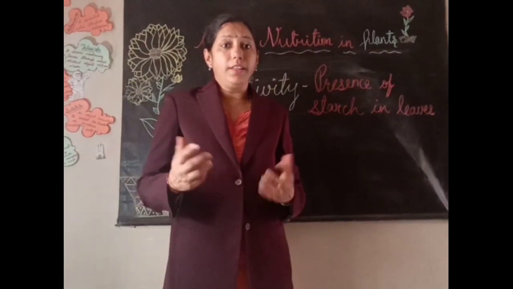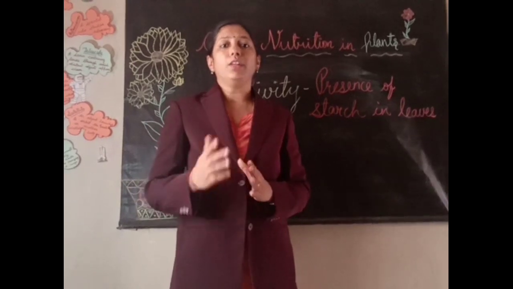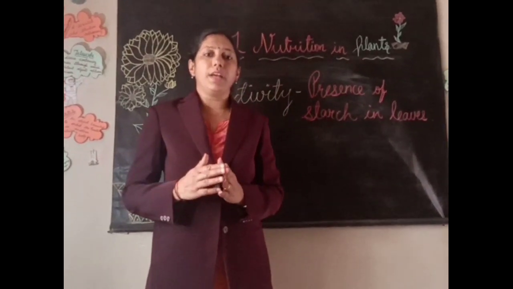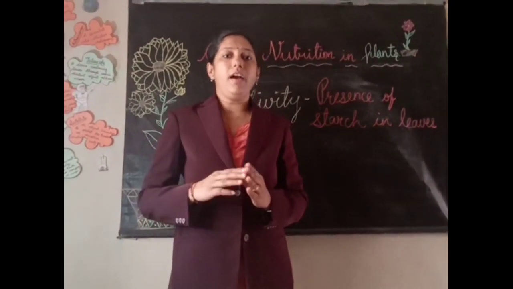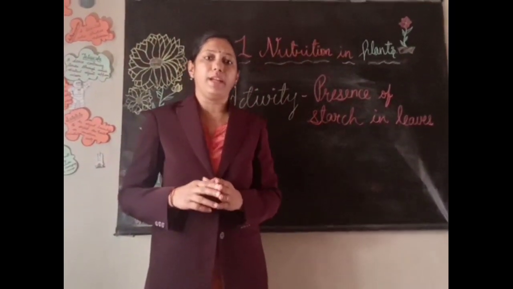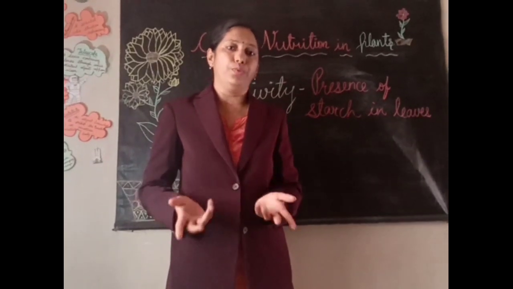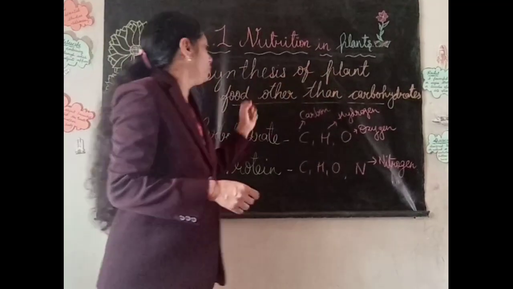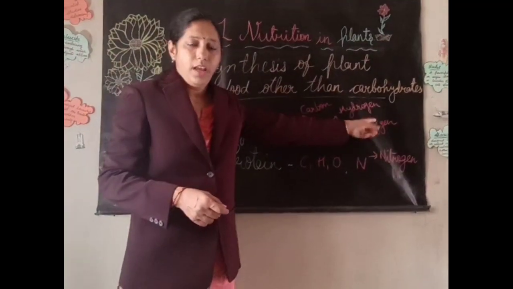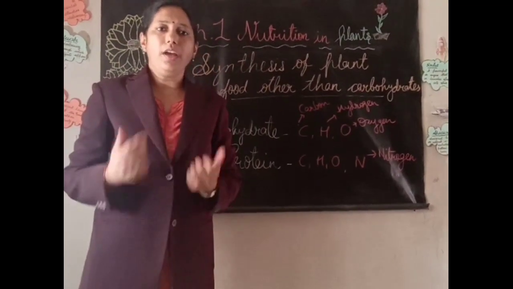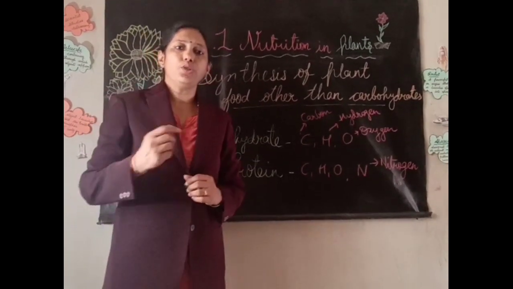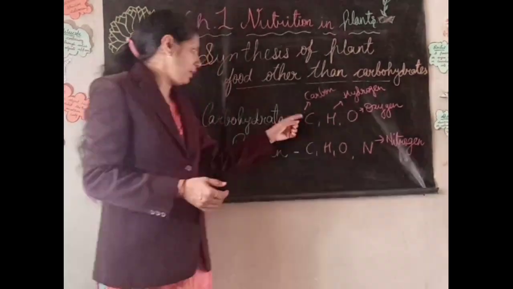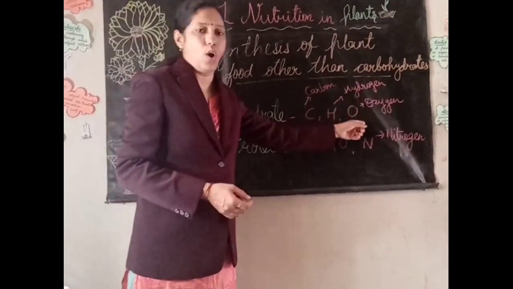Do you know that other than green plants, there are certain organisms which can produce their own food? These organisms are called algae and they have chlorophyll present in them. That's why they are able to produce their own food. Now we will study the synthesis of plant food other than carbohydrates. As you all know, at the end of photosynthesis, simple sugar glucose is formed, which is a carbohydrate. Carbohydrates are generally made up of carbon, hydrogen and oxygen.